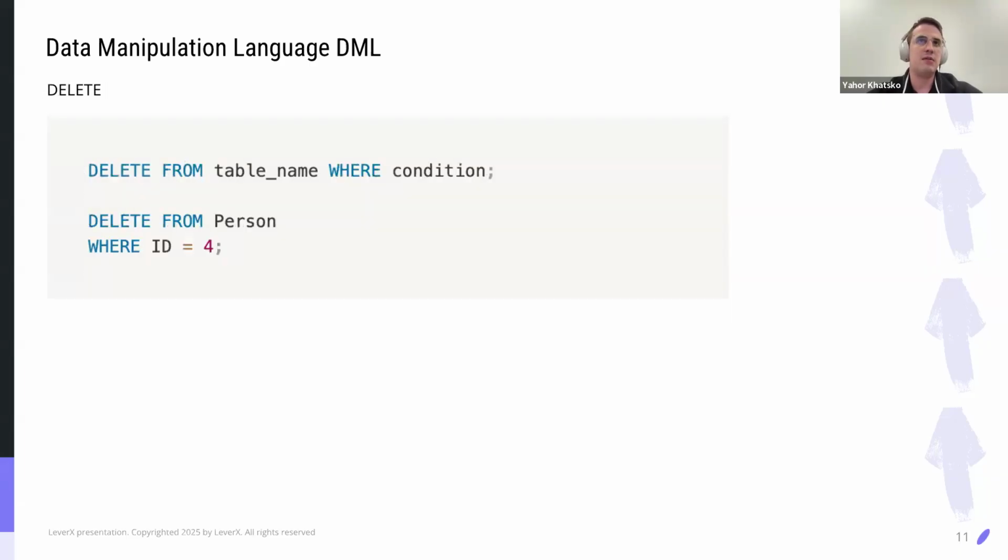And the delete is actually the same pattern, but the start of the query is a little bit different. You basically DELETE FROM some table, and also you can specify some kind of condition here. So in our example, we delete the person from the person table that has ID equals 4. So those are all the operations that we can do with the data manipulation language.